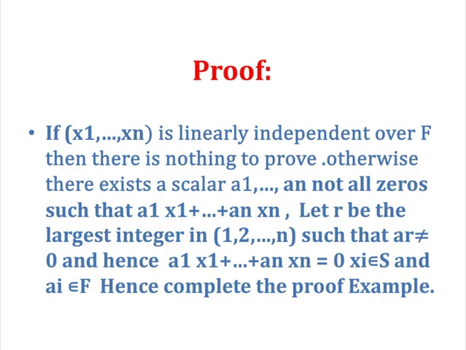Let r be the largest integer in 1, 2, so on n, such that ar is not equal to 0, and hence a1 x1 plus a2 x2 plus so on ar xr equal to 0, where xi belongs to S and ai belongs to F. Here xi belongs to S means S is the vector space, F is a field. Hence, this completes the proof of the example.